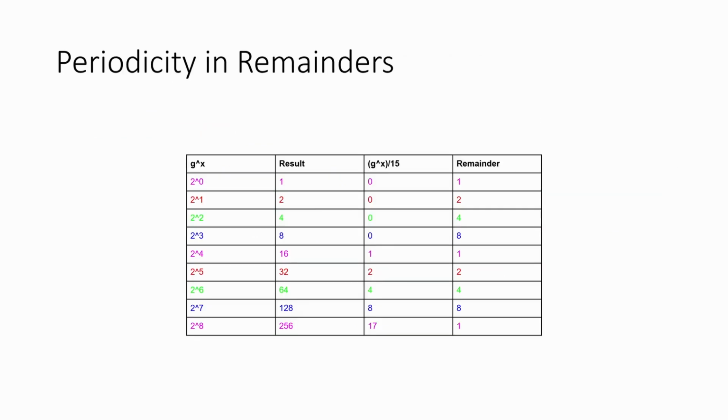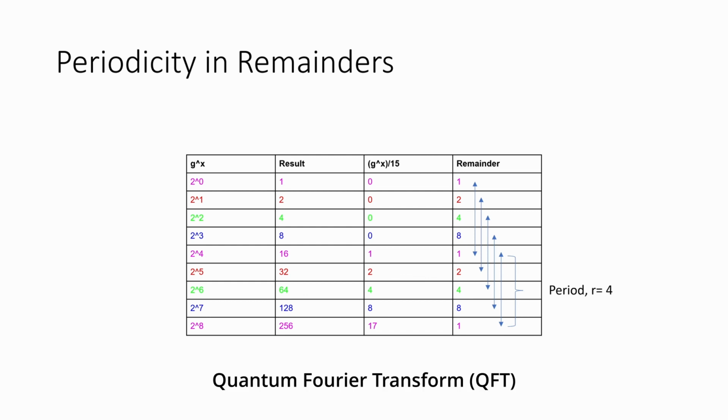Continuing with the example where g equals 2 and n equals 15, let's look at the remainders. The periodicity of the remainder gives us the value of r, and Shor's algorithm can be used on a quantum computer to determine the QFT, which gives us the periodicity. We implemented Shor's algorithm on the IBM quantum computer to determine the prime factors.